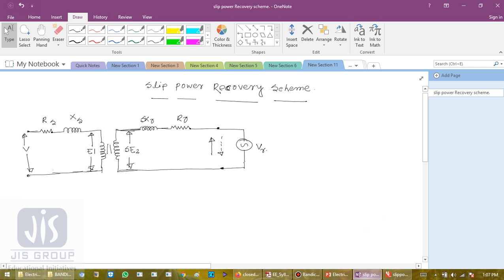Okay, so when we studied rotor resistance control, we have seen that the power is wasted in the rotor resistance, and that's why the efficiency is very poor. Now instead of wasting this slip power in the rotor circuit, it can be converted to 50 Hz AC and pumped back to the line, and this is basically known as slip power recovery scheme.